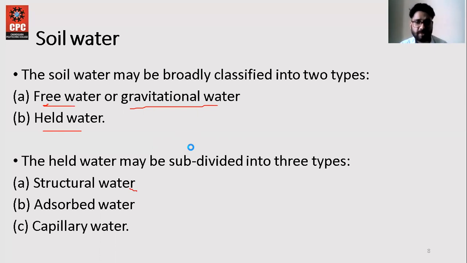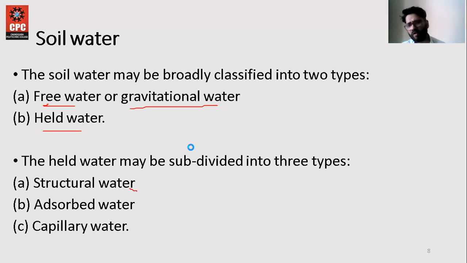That can only be removed by breaking the structure of the soil. And the absorbed water, also known as hygroscopic water or contact moisture, is that part of the soil water which the soil particles can freely absorb from the atmosphere. And last is the capillary water. The capillary water is that water which is held in the interstices of the soil, you can say between the particles in the soil, due to the capillary forces.